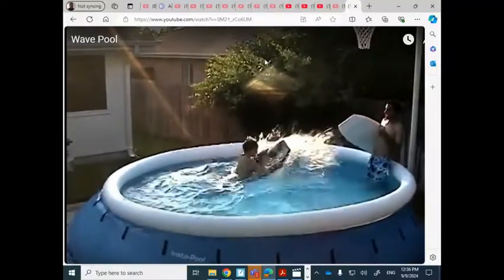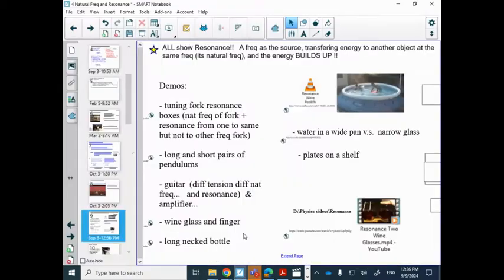Fun with physics, right? So resonance obviously happening there as well.